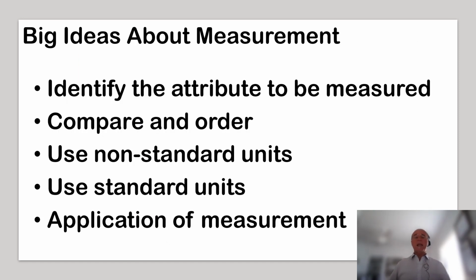So when we talk about these things, the big ideas of measurement come to the fore, and first of all, we identify the attribute to be measured. So in the example just previously, those two bottles, the attribute that we're going to be looking at will be capacity. How much do they hold? Once we've got the idea of what the attribute is, then we're going to be able to compare those two bottles, or in fact we've got 3 or 4, and then we can order them. We can order them from the ones that hold the least to the one that holds the most.